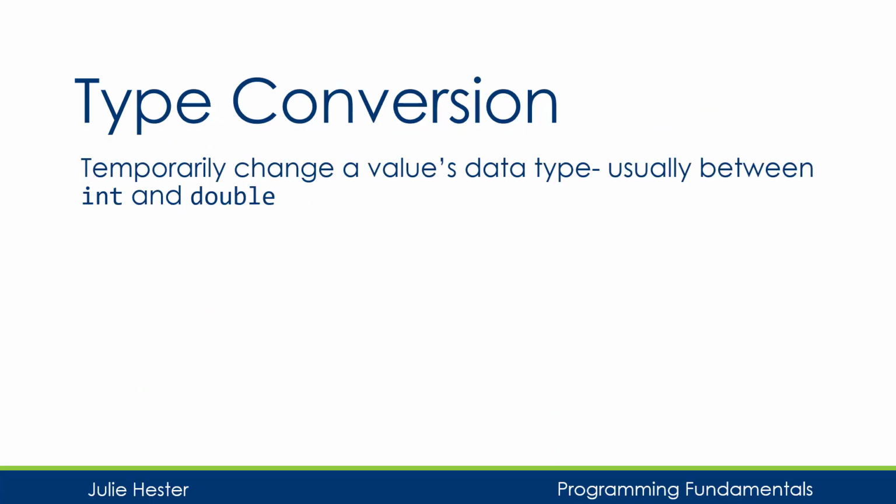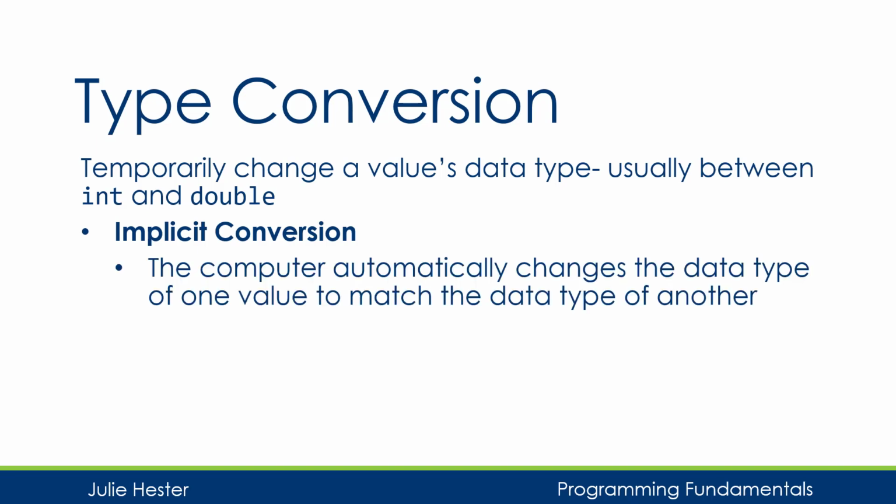So let's start with type conversion. This just means that we're going to temporarily change a value's data type. Usually we're working with ints and doubles, so we're converting between one or the other. Sometimes we see this as an implicit conversion. We may not even realize it's going on. But the computer or compiler is going to automatically change the data type of one value to match the data type of another.